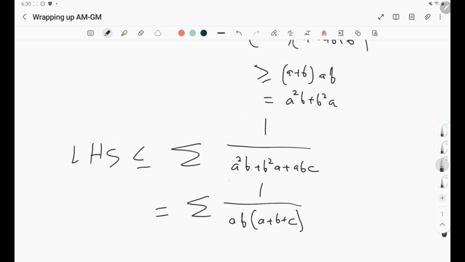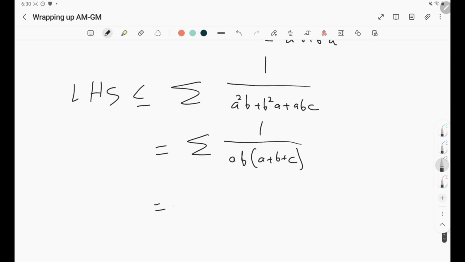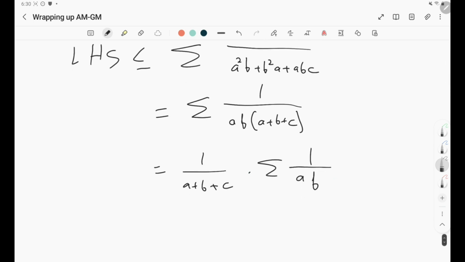Because now you simply have a plus b plus c in all of the terms. So let's do that as well. If we take this as a common factor outside, now it's just like this. Alright, perfect. Now let's return to our question.